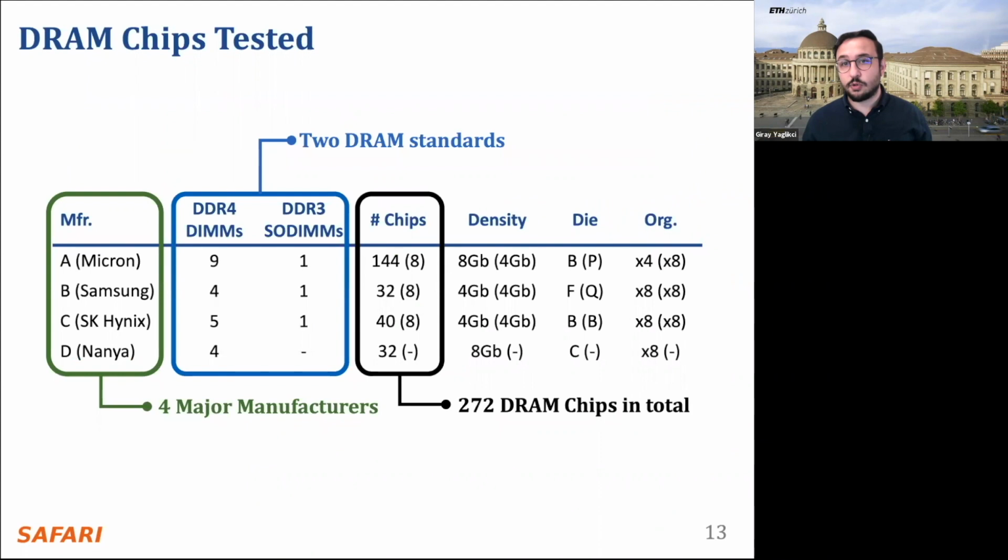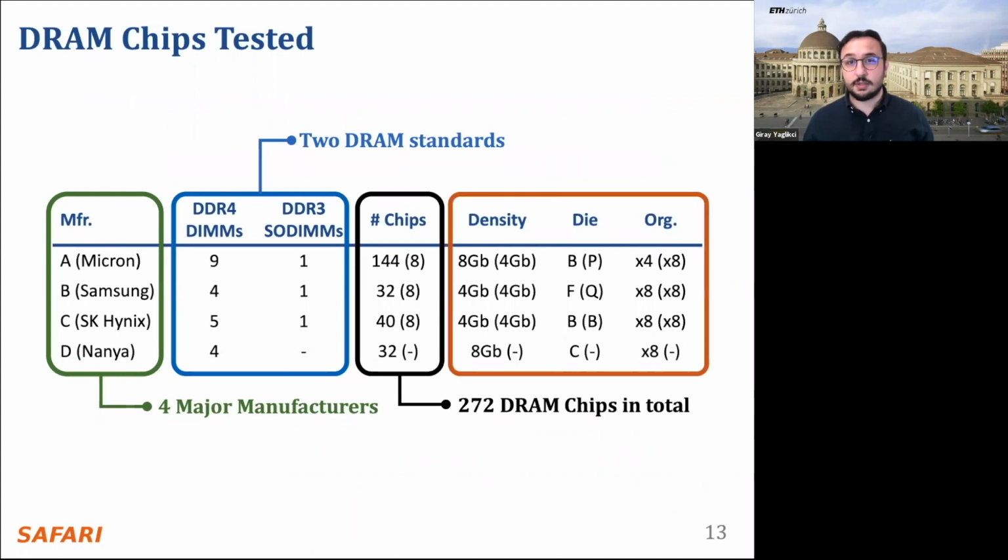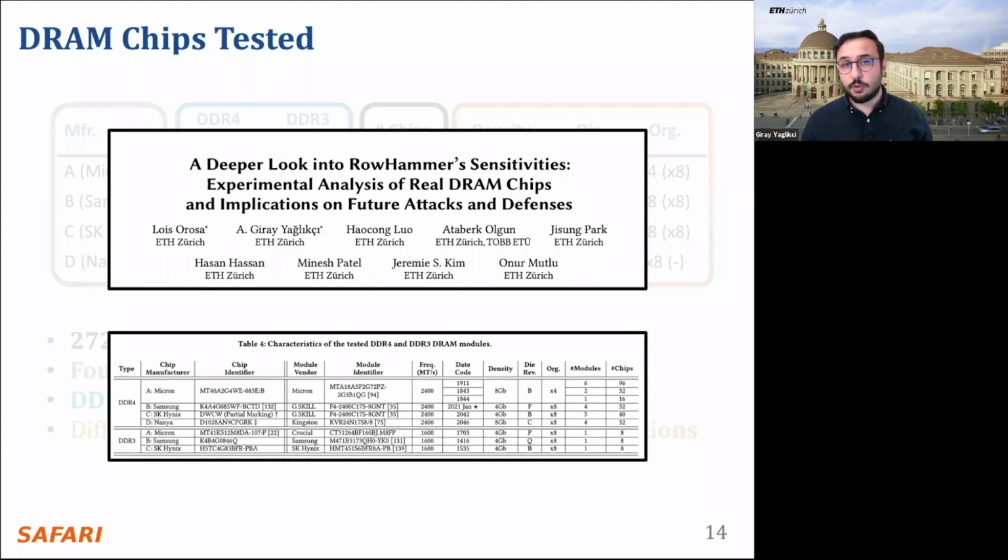In our characterization, we test 272 real DRAM chips from 4 major manufacturers that implement the DDR3 and DDR4 DRAM standards, and with different densities, die revisions, and chip organizations. We provide more details about the chips we test in an extended archive version of the paper.